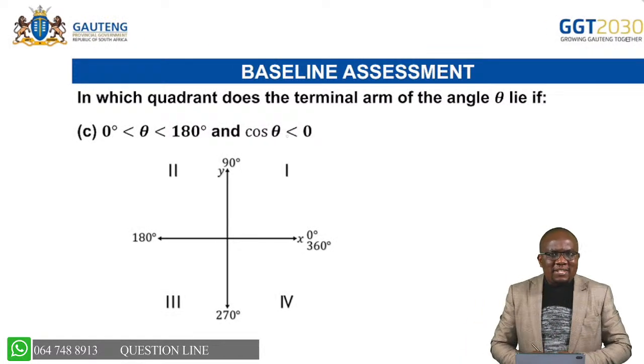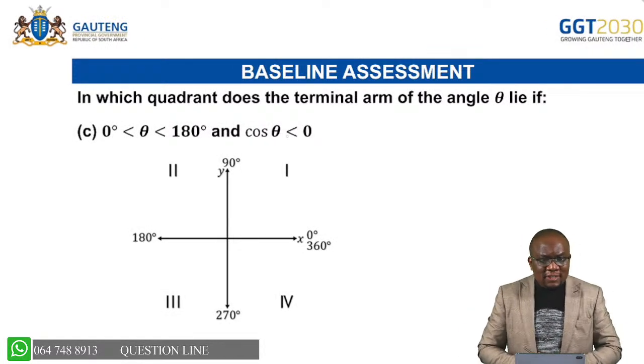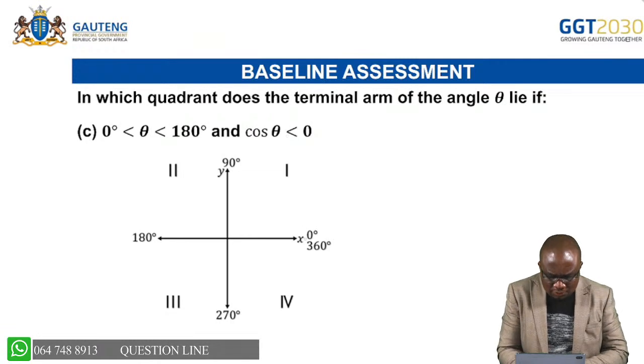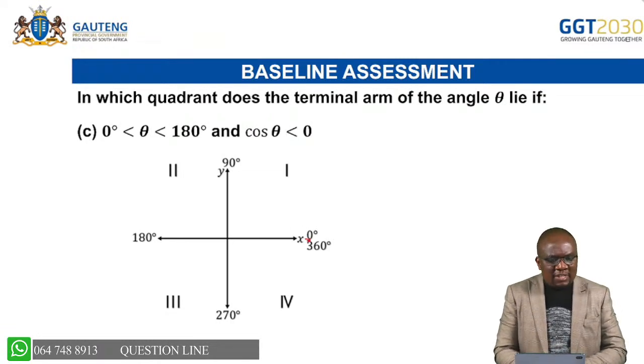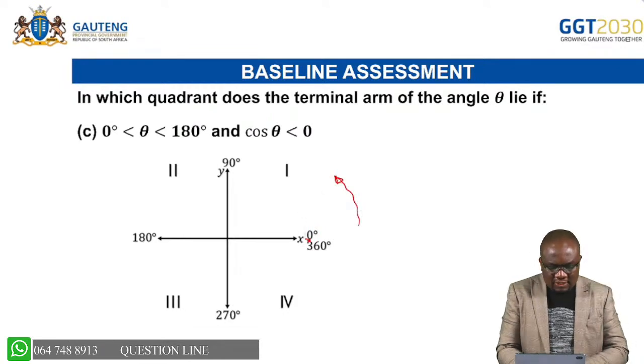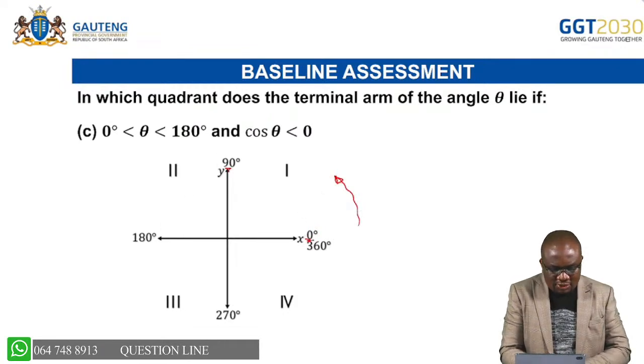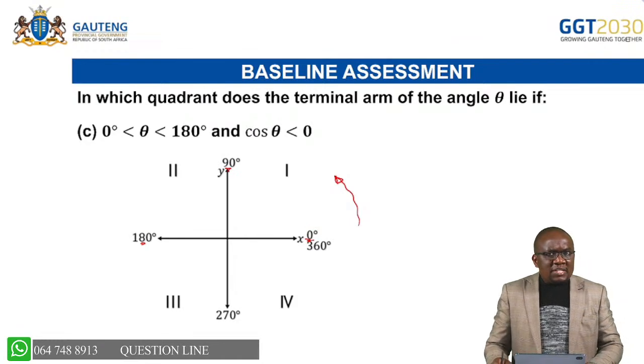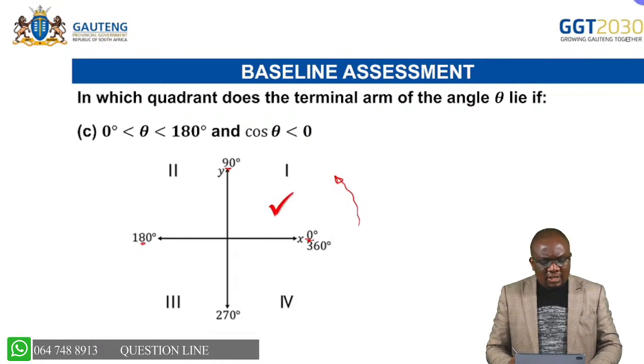Right, welcome back, grade 10. Did you manage to get it? Right, now from 0, the angle is between 0 and 180. Remember, we're going anti-clockwise this way. So this is 0, 90, 180. So which quadrants are we talking about there? For angles between 0 and 180 degrees, is quadrant what? Quadrant 1 and quadrant 2. Okay, do we agree there?